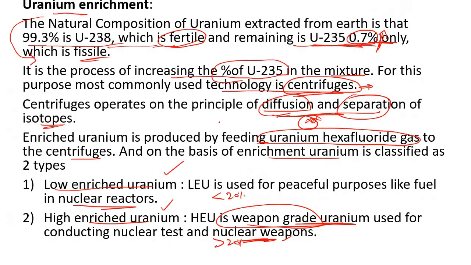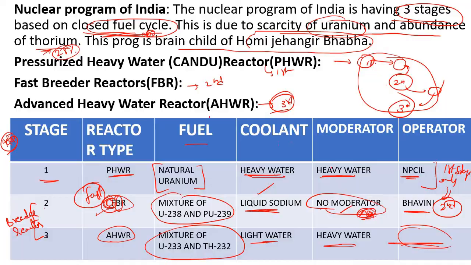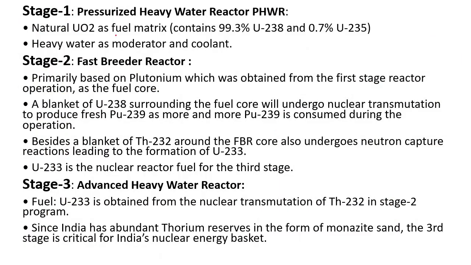Okay, so this is what I have written here. Pressurized heavy water reactor: natural uranium oxide is used as the fuel matrix, containing uranium 238 and uranium 235, with heavy water as moderator and coolant. This I mentioned in the box. And fast breeder reactor, primarily based on plutonium.